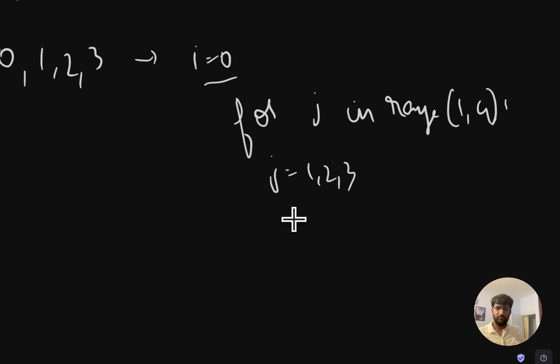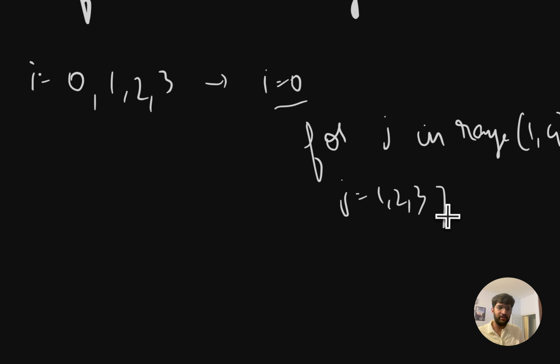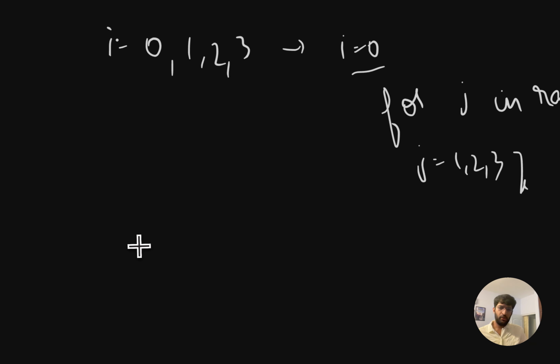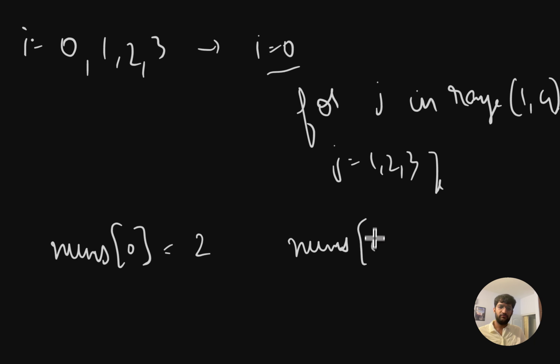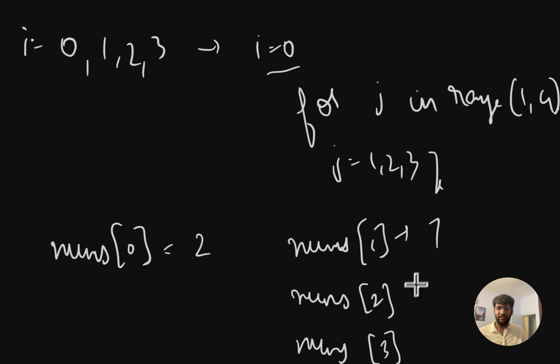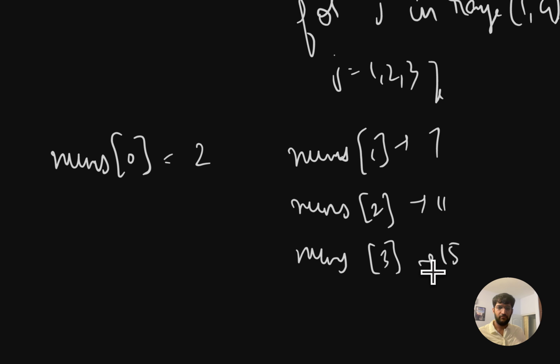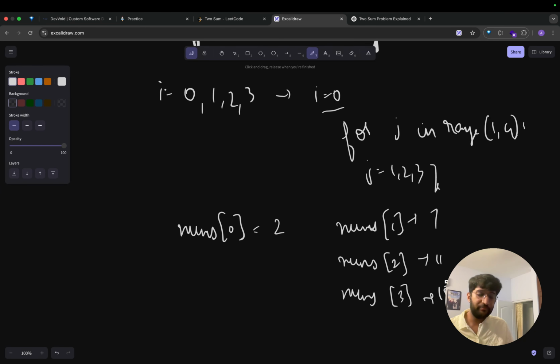If j is equal to 1, 2, 3 and i is equal to 0, what do they represent? What is nums of 0? First item, right? Which is 2. What is nums of 1, nums of 2 and nums of 3 when j has different values? They're the second item onwards, which is 7, 11 and 15, right? 2, 7, 11, 15.